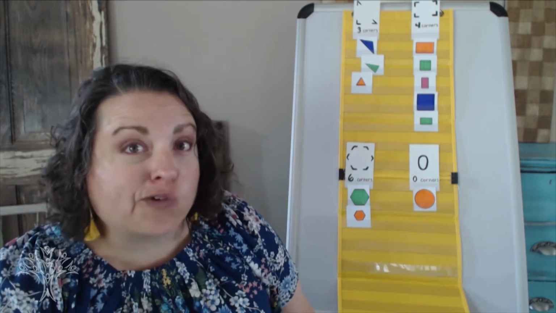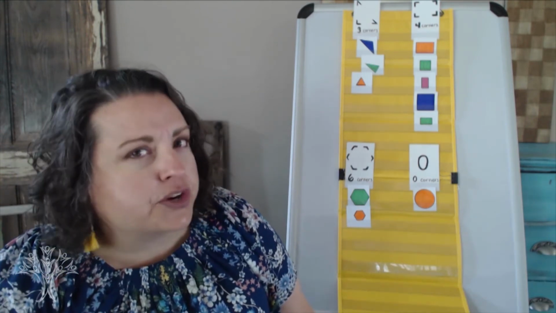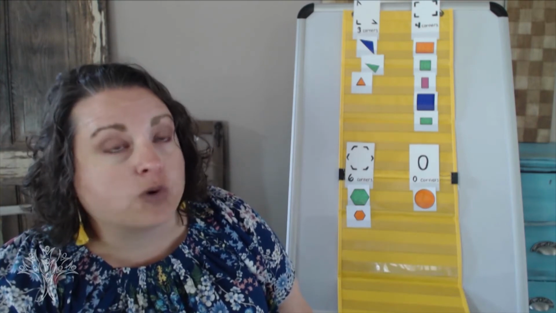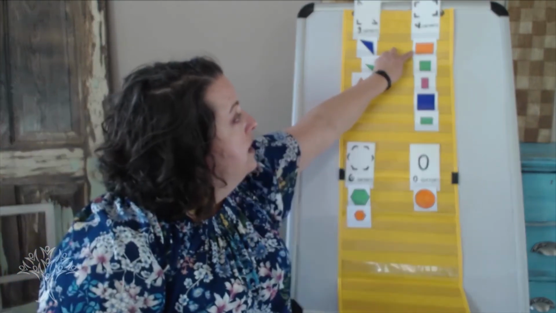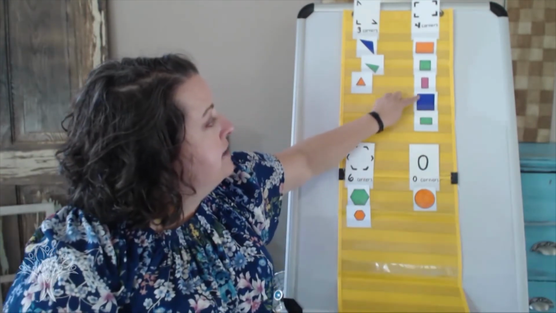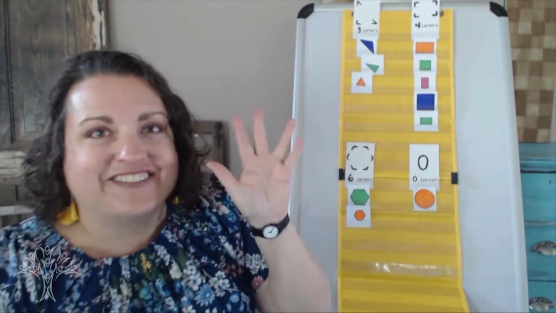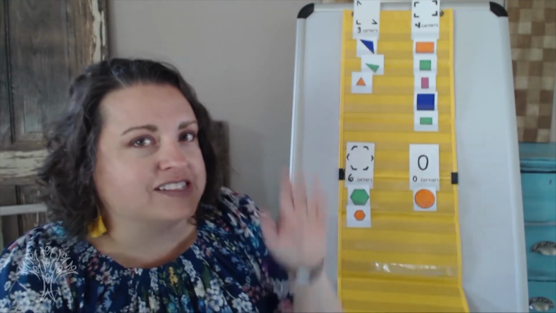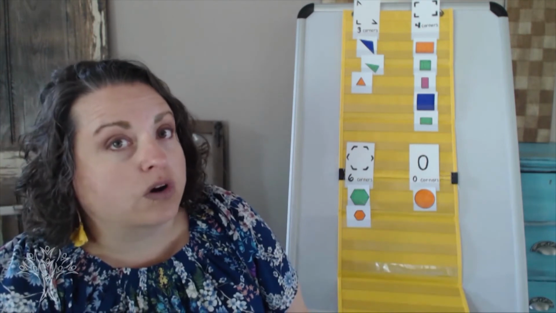Did I hear you say 4 corners? I think you're right, but let's double check. Let's see how many shapes we had in 4 corners. 1, 2, 3, 4, 5. There's that lovely kindergarten number. Our favorite number in kindergarten is 5. So there were 5 shapes in our 4 corner sort.